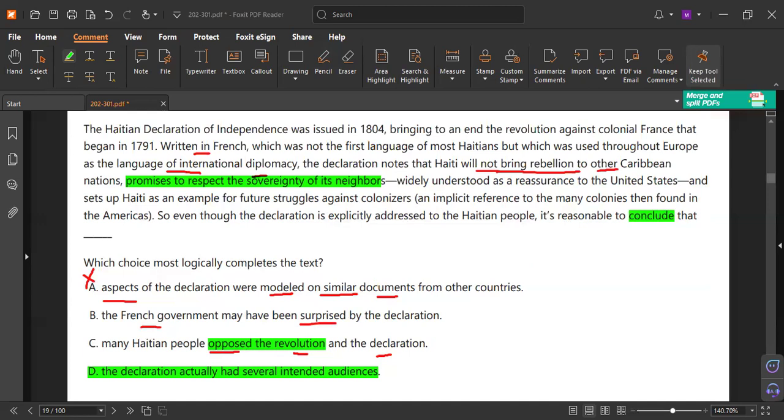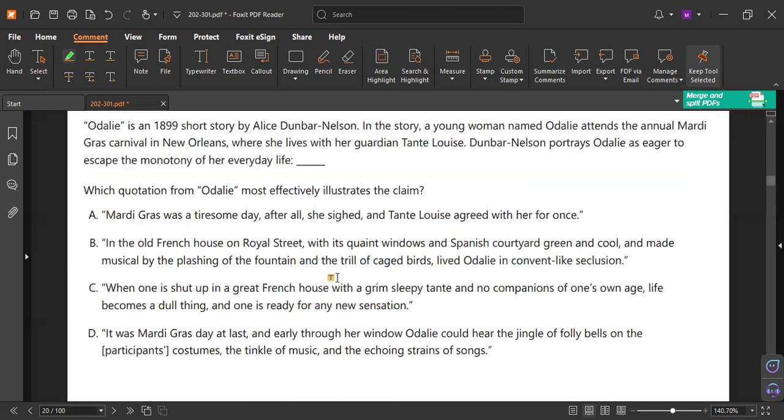Now let's jump. Here, illustrate the claim. Did you answer it? Um, yes, is it B? D? No. Let's read again. Always focus on the claim. What is it? Here, portraits. So your claim must be here. Because this is person portrays. What did he depict? What did he explain?